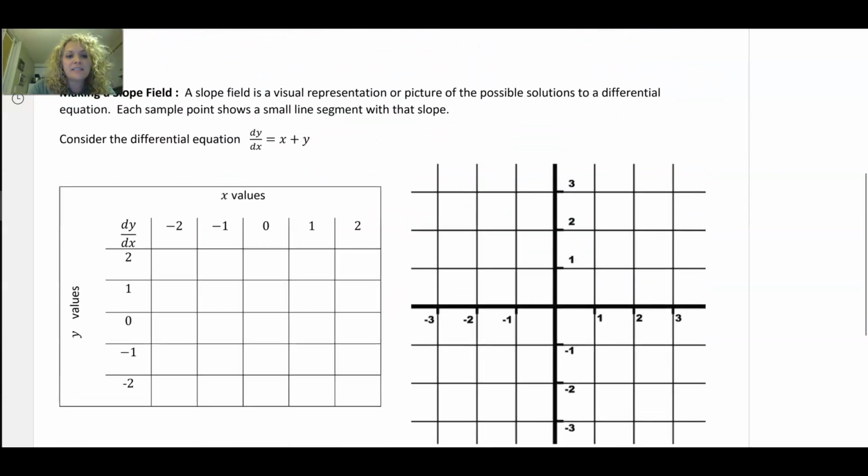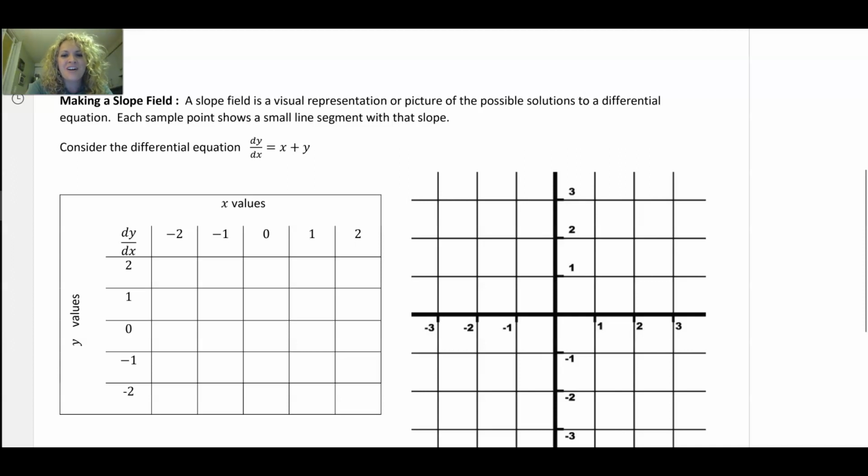A slope field is a visual representation, or picture, of the possible solutions to a differential equation. Each sample point that we plot is going to be a small line segment that displays the slope we would expect at that point on the curve. First, we're going to consider this equation: dy/dx is x plus y. This is actually not a differential equation that we would learn to solve in this class, but we can imagine what its different solutions look like using a slope field.